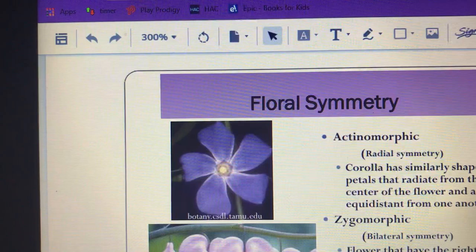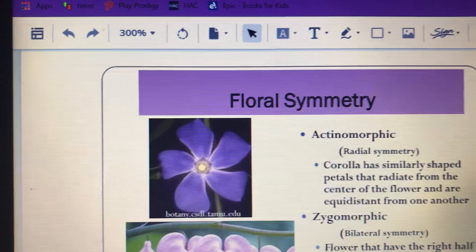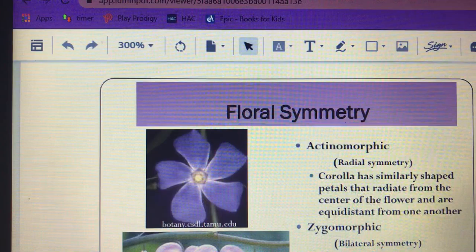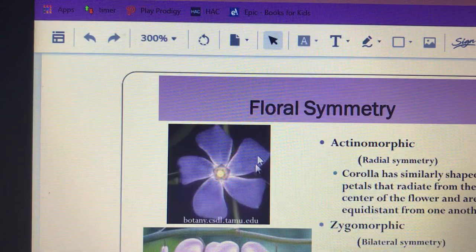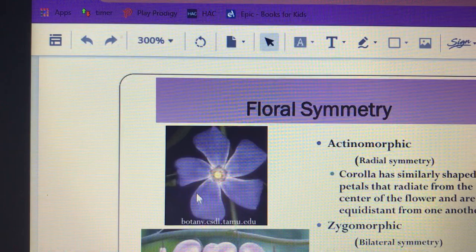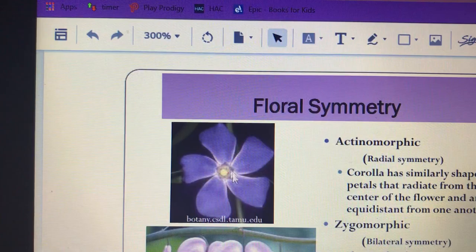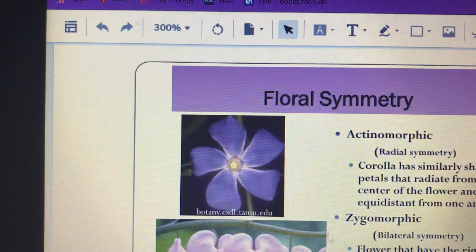So an example is where the corolla has similarly shaped petals that radiate from the center of the flower and are equidistant from one another. So you can see this is actinomorphic floral symmetry, or radial symmetry, okay, where they're similarly shaped petals that radiate from the center of the flower and they're all equidistant from one another. Radial symmetry and actinomorphic.